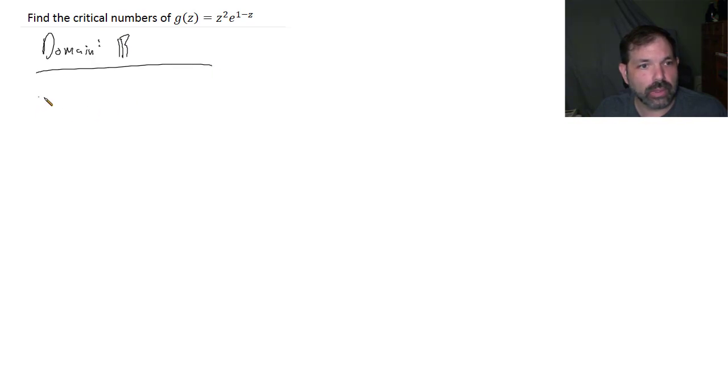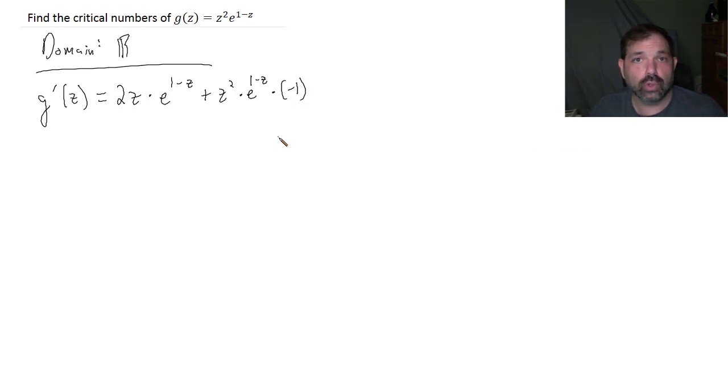Let's calculate the derivative, g prime of z. Using the product rule, I'd have 2z times e to the 1 minus z plus z squared times e to the 1 minus z times, from the chain rule, a negative 1. The derivative of 1 minus z is negative 1.